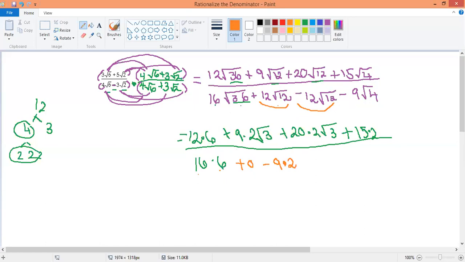2. So get your calculator out, and you know that 16 times 6 is 96. So in our denominator, we know we're going to have 96 minus 18. And then, of course, you've got to simplify your numerator. I'm going to let you take it away from there and keep solving it. Okay? And then, of course, 96 minus 18, go ahead and finish solving that.